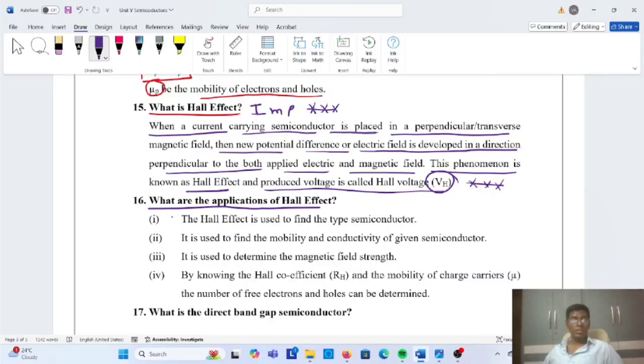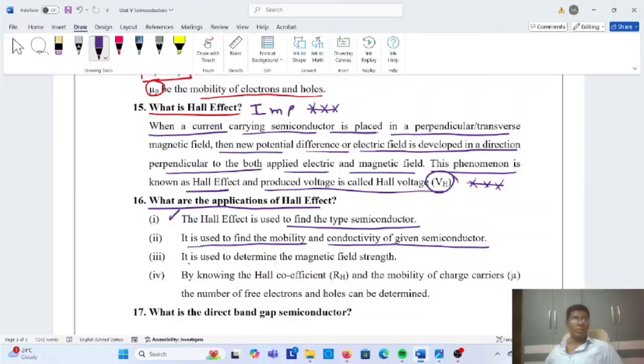Now the first application is the Hall effect. Hall effect is used to find whether the given semiconductor is an N-type semiconductor or a P-type semiconductor, and also to find whether the given semiconductor is an intrinsic semiconductor. It is also used to find the mobility of electrons and holes, and also used to find the conductivity of the given semiconductor. It may be N-type or P-type.